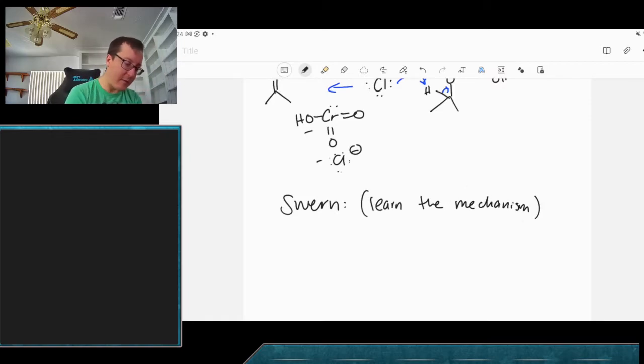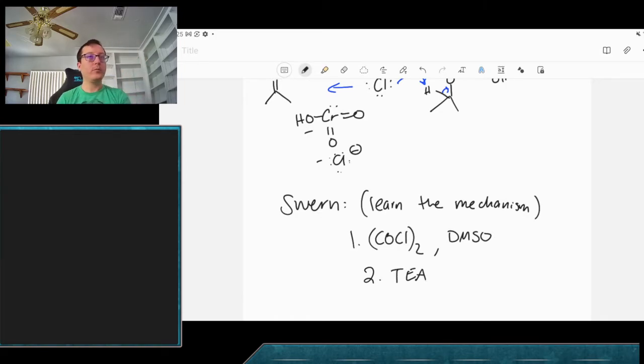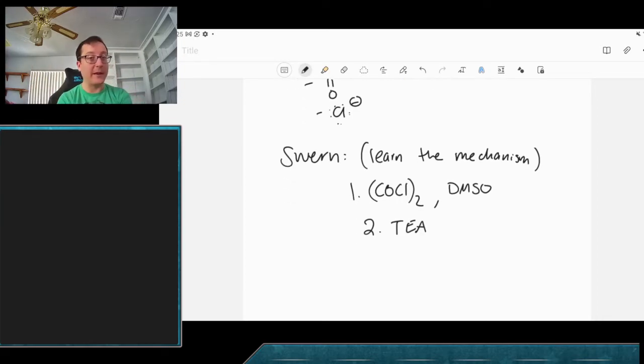So remember, for Swern conditions, we have oxalyl chloride and DMSO. Those are the first step, and then the second step, we have the triethylamine. And it's going to take either a primary alcohol, make it an aldehyde, or it's going to take a secondary alcohol and turn it into a ketone.